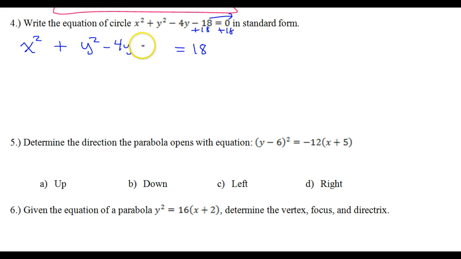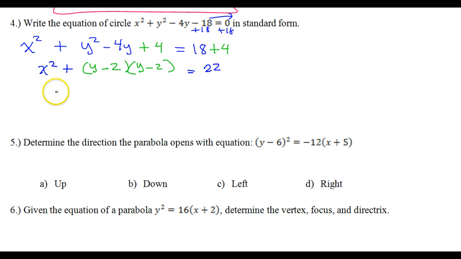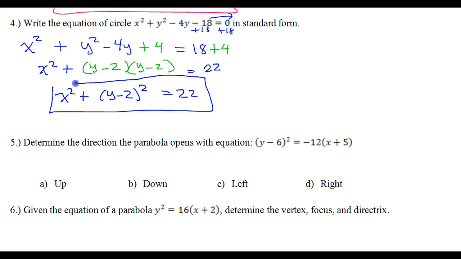Half of 4 is 2. 2 squared is 4 again, so I'm adding 4 to both sides. This allows me to do the following. This will factor as the same thing twice: y minus 2 times y minus 2. Meanwhile I have x squared plus this is equal to, and we're looking at 22. Now this I can write as x squared plus y minus 2 squared is equal to 22. And this is standard form.